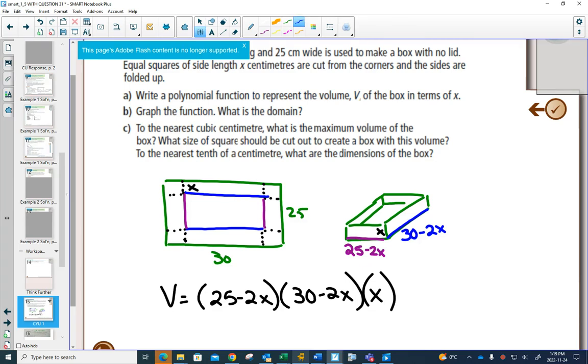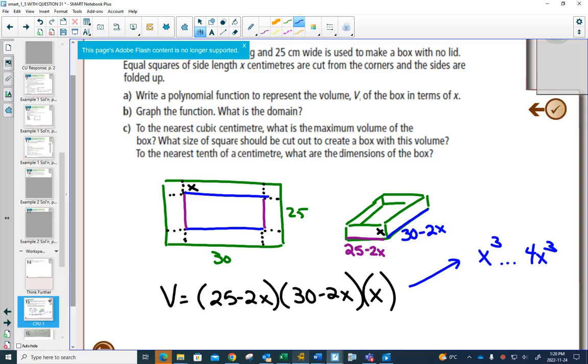Can you see that this is in factored form? Can you see that this is an x cubed graph? Because we have an x in one factor, an x in the other factor, and x in the other factor. If you multiplied it out, you actually would get 4x cubed. Can you see that when you multiply the x times the minus 2x times the other minus 2x, you would get plus 4x cubed.